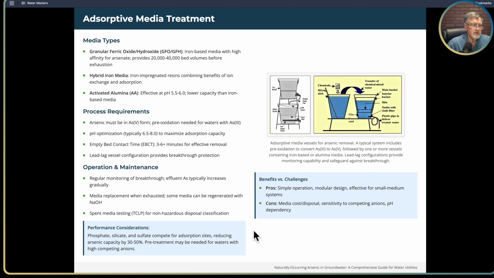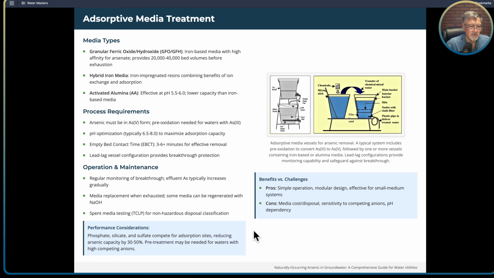So process requirements: arsenic must be in the arsenic 5 form. So if you have arsenic 3, you're going to need pre-oxidation like we did before. pH typically 6.5 to 8, so kind of around a neutral pH. Empty bed contact time 3 to 6 minutes plus for effective removal. So you've got to make sure there's some residence time there.